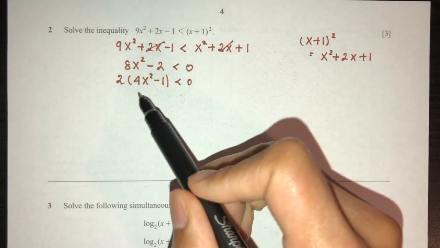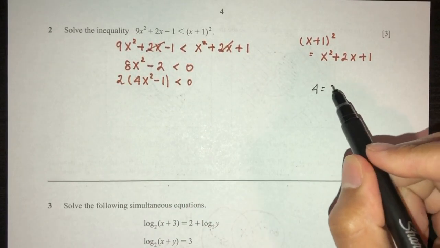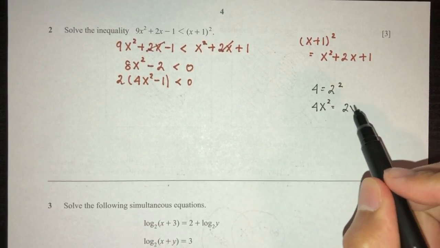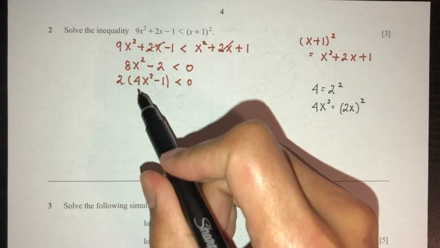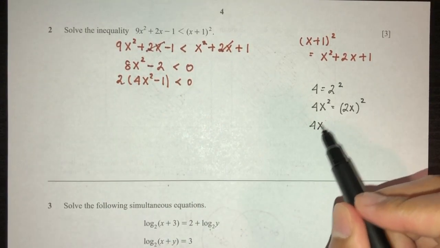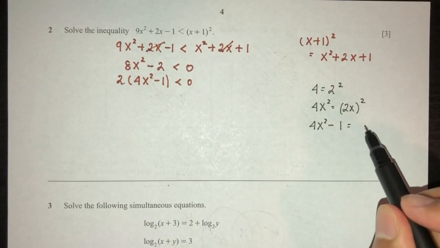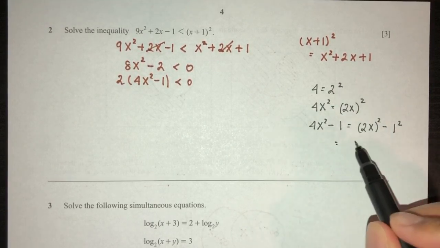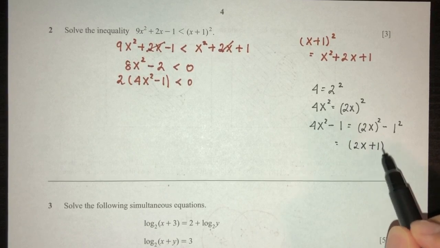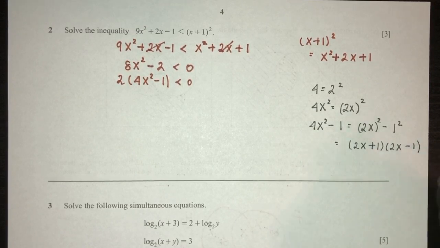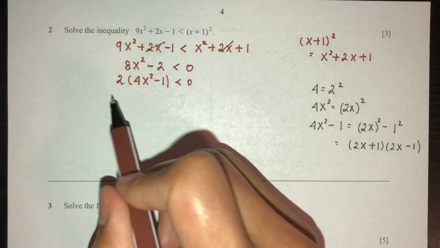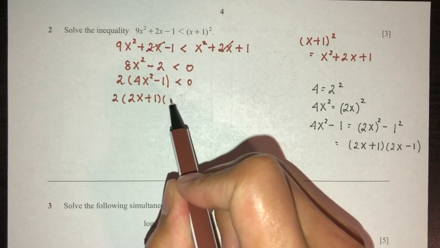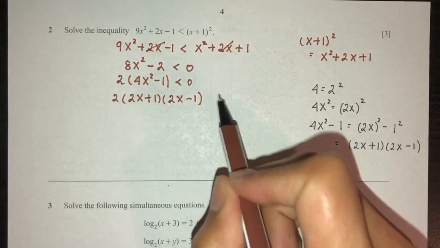Now next step, if you observe, what is 4? 4 is 2 times 2. Now 4x squared is 2x squared. Now this one will become 4x squared minus 1. It is the same as 2x squared minus 1 squared, which is 2x plus 1 and 2x minus 1. Let's replace back here. You will have 2x plus 1 and then 2x minus 1.